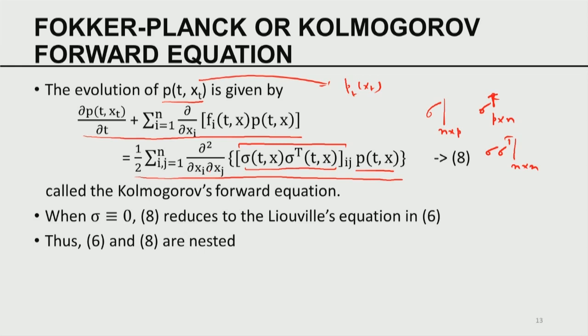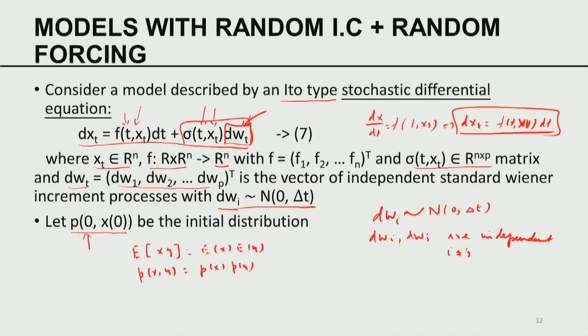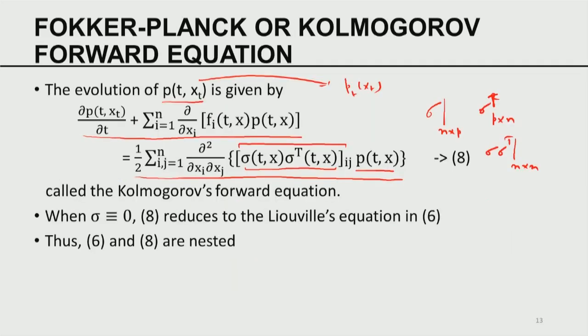If sigma is 0, it reduces to Liouville's equation. When sigma is 0, 7 becomes a deterministic differential equation. In the deterministic differential equation, stochasticity occurs only from the random initial condition. So you can readily see the left hand side captures the stochasticity arising from the randomness of the initial condition, the right hand side captures the stochasticity coming from random forcing.